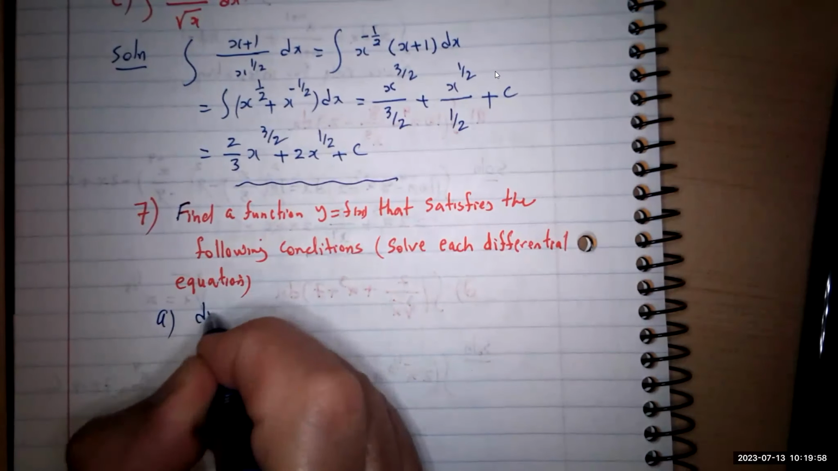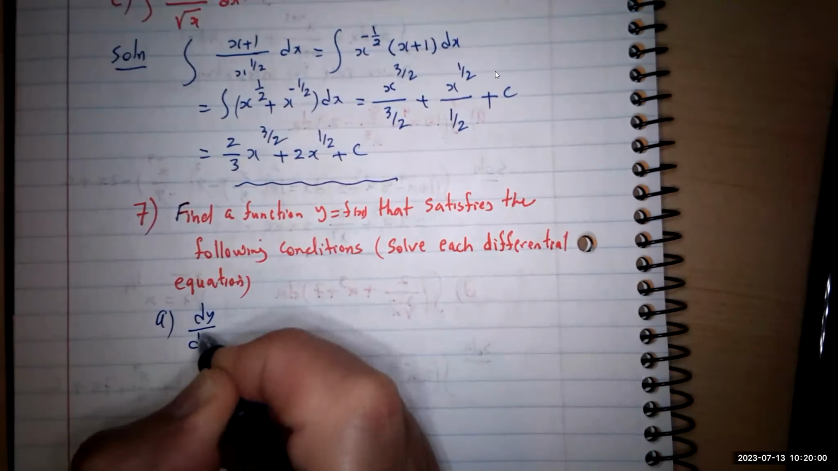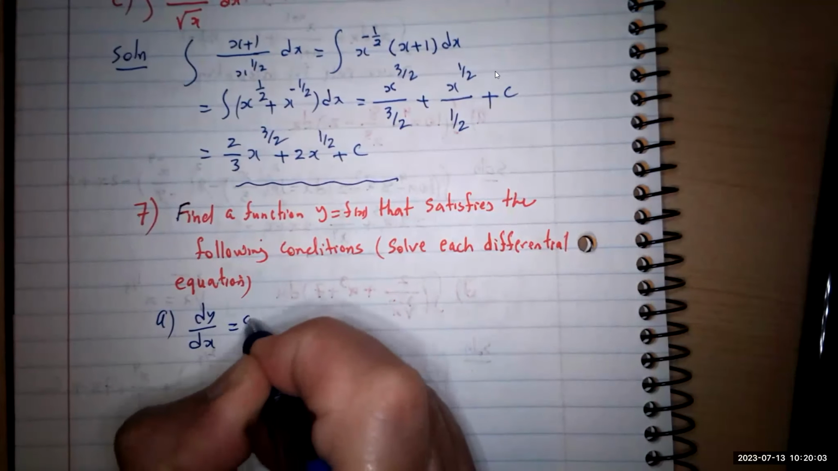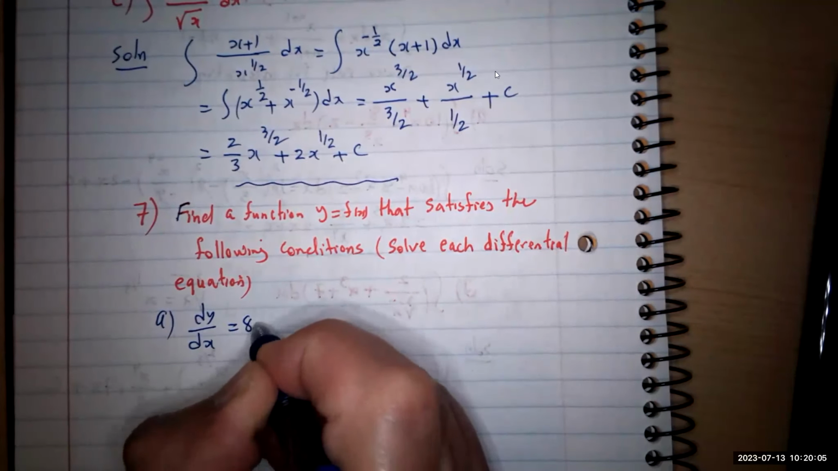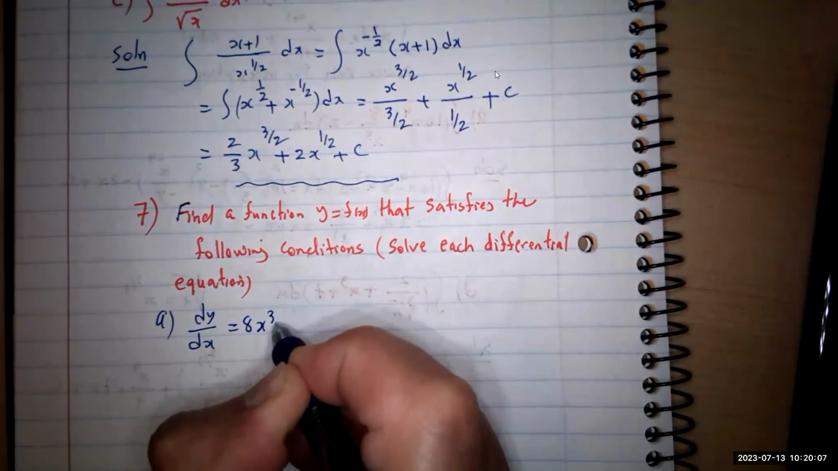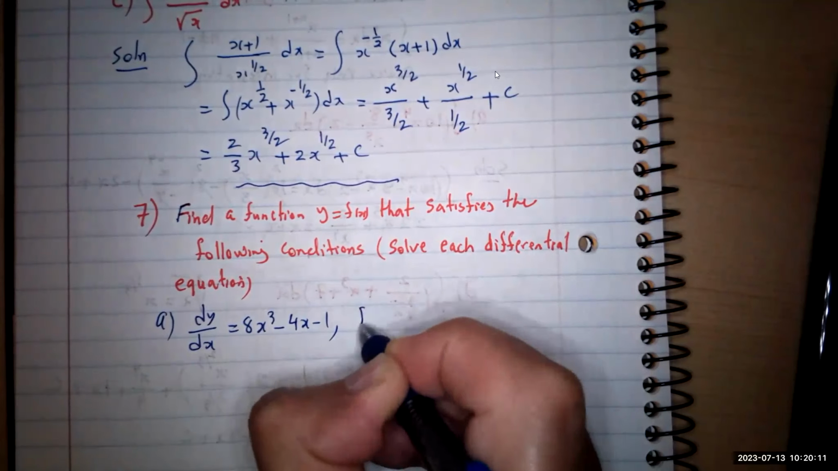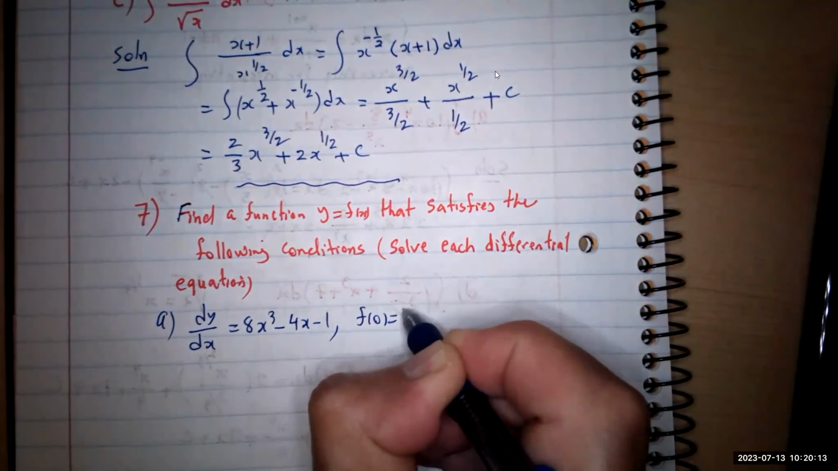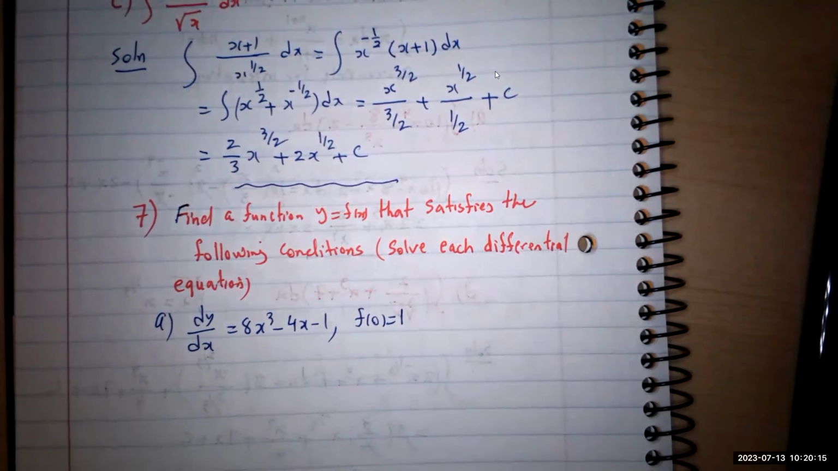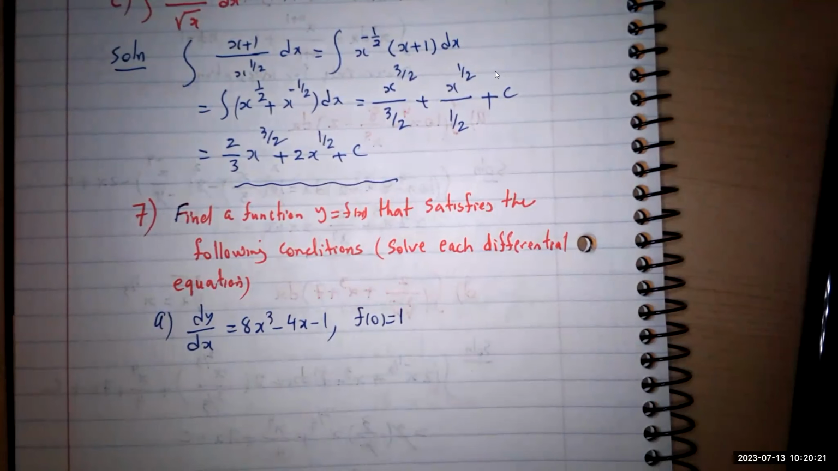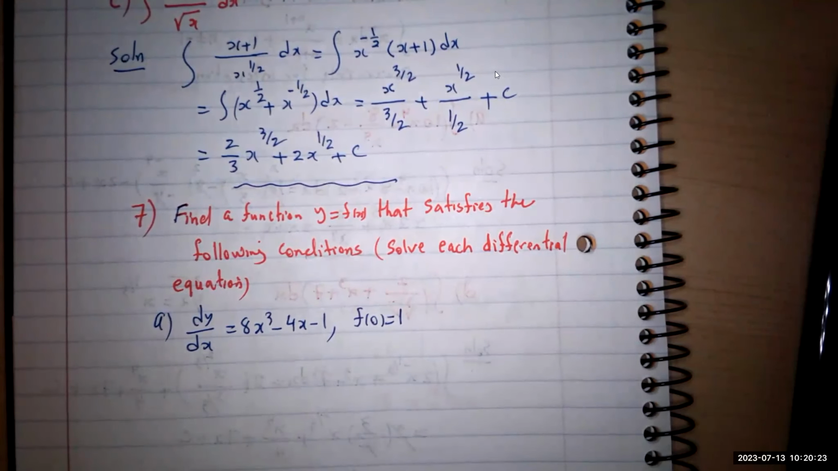dy dx is equal to 8x cubed minus 4x minus 1, with the condition that f of 0 is equal to 1. Now, this means when you find that there's going to be a c, then you have to find that c for us. Okay, so this is a kind of application type.